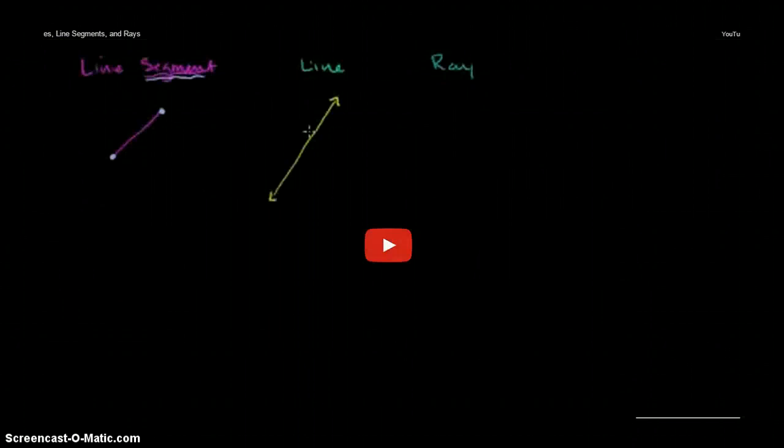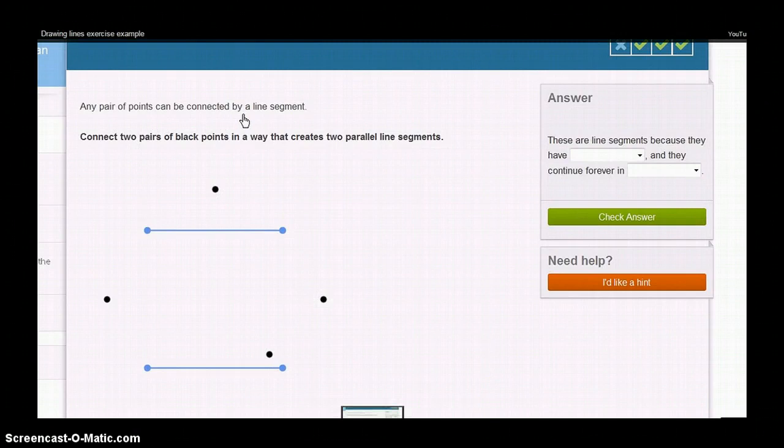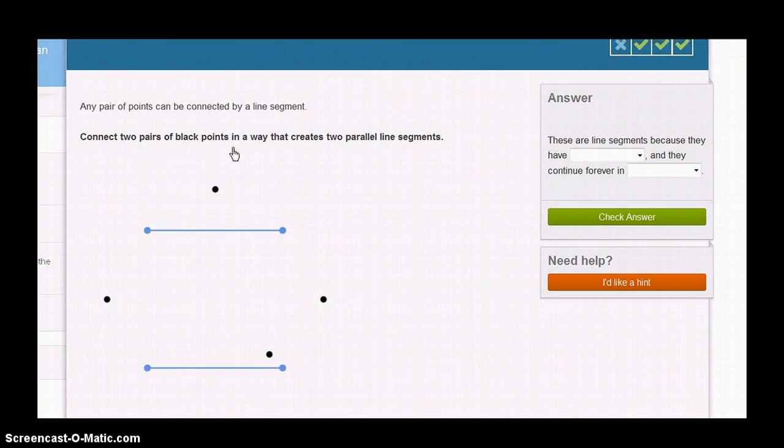Okay. Here we go. Any pair of points can be connected by a line segment. That's right. Connect two pairs of black points in a way that creates two parallel line segments. So let's see if we can do that.